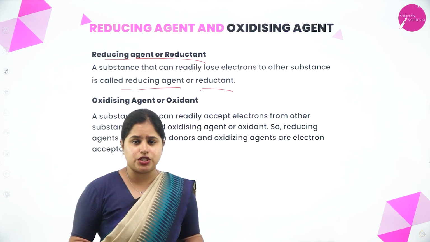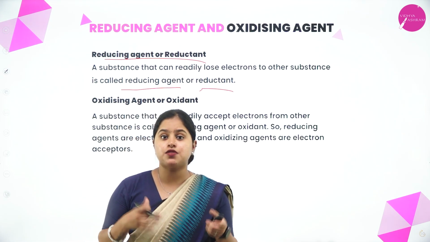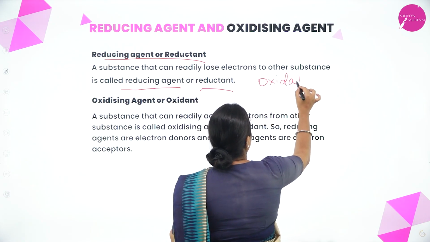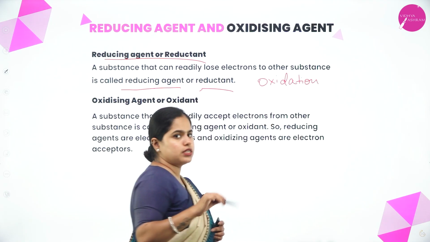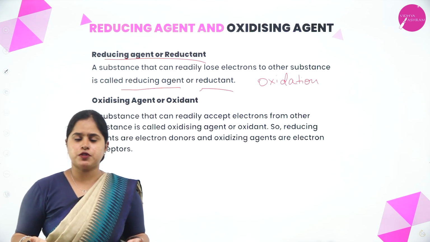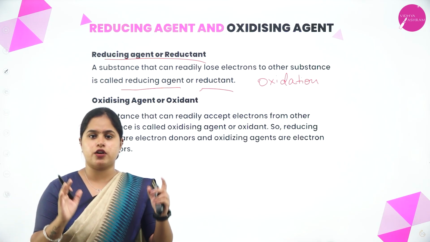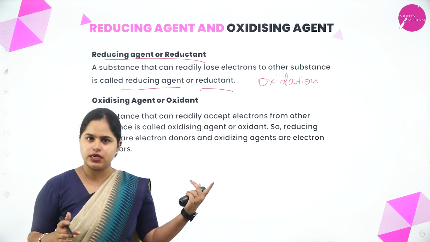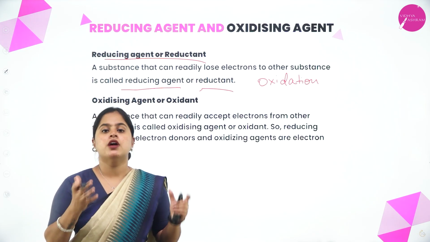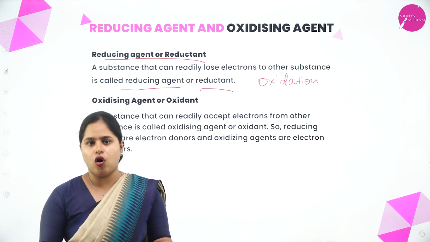So reducing agents are those substances which undergo oxidation, right? Just now we discussed what is oxidation. Oxidation is the process in which there is loss of electrons, right? So those substances which are ready to lose electrons easily, they will undergo oxidation, right? So reducing agents or reductants will undergo oxidation.